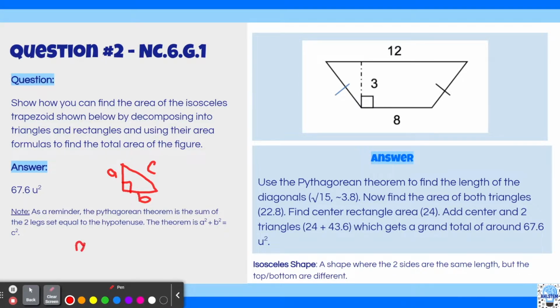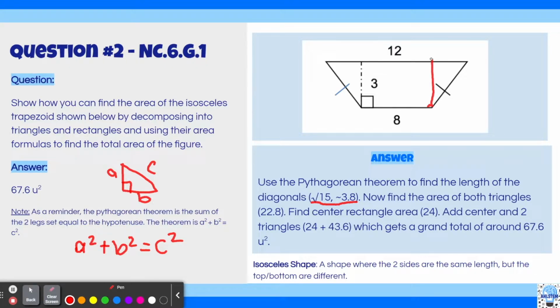Our theorem is A squared plus B squared equals C squared, okay? So when we're given A and B, that should equal the hypotenuse's length. Okay? So we're going to use the Pythagorean theorem to solve this. So we have to find the length of the diagonals, which we get as root 15. So how did we do that?